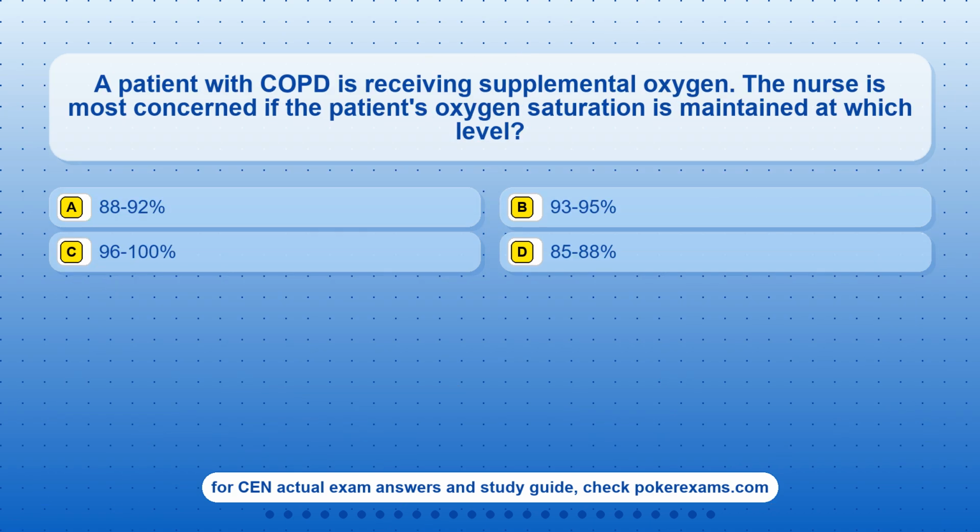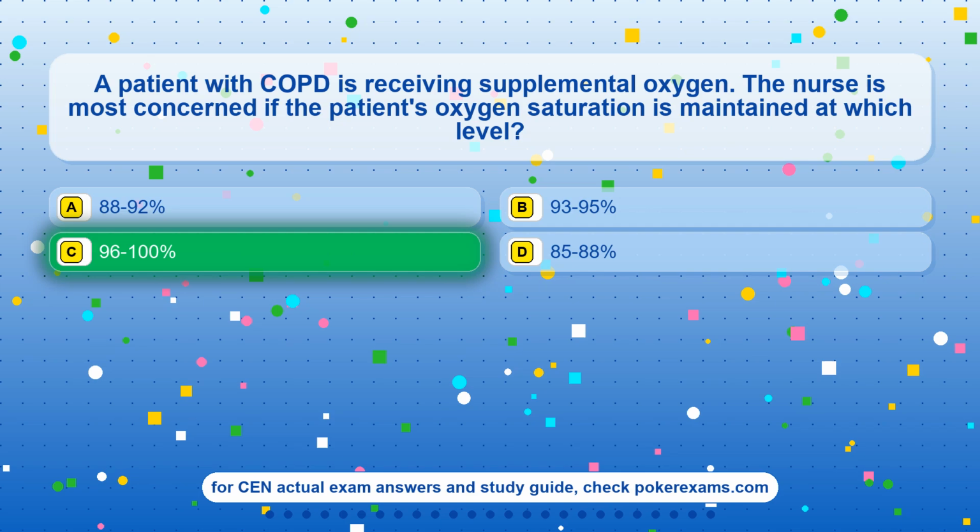Question 18. A patient with COPD is receiving supplemental oxygen. The nurse is most concerned if the patient's oxygen saturation is maintained at which level? Option A, 88-92%. Option B, 93-95%. Option C, 96-100%. Option D, 85-88%.